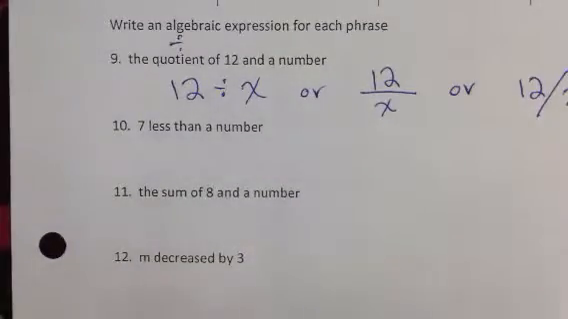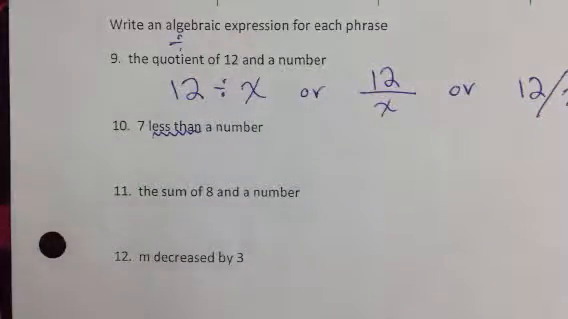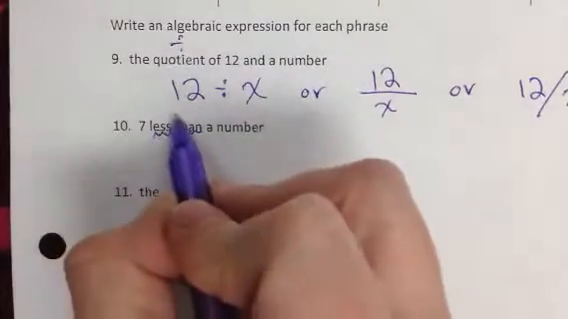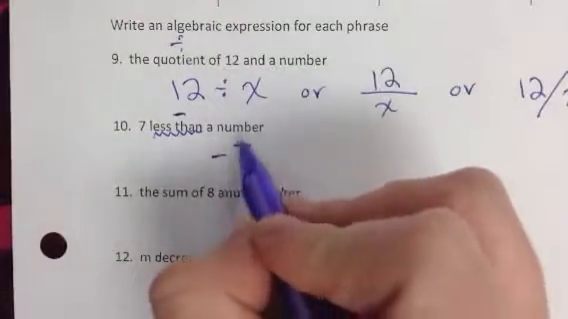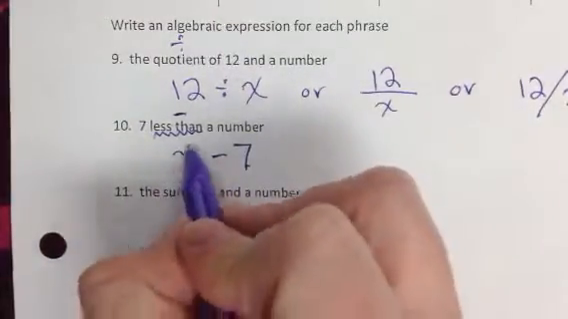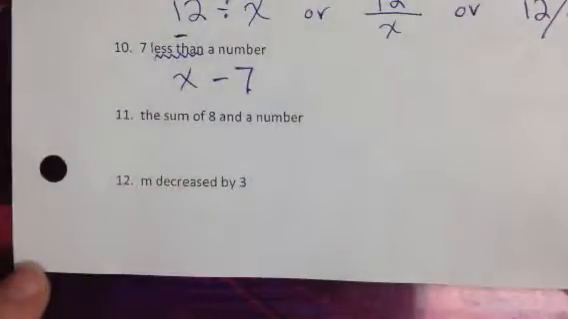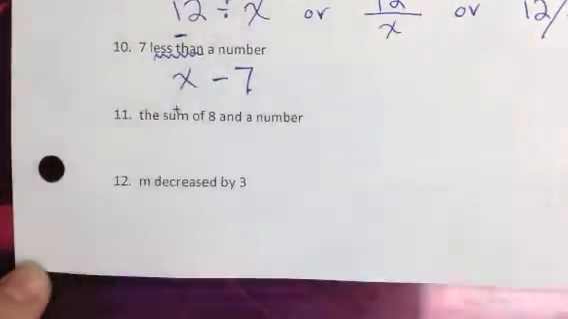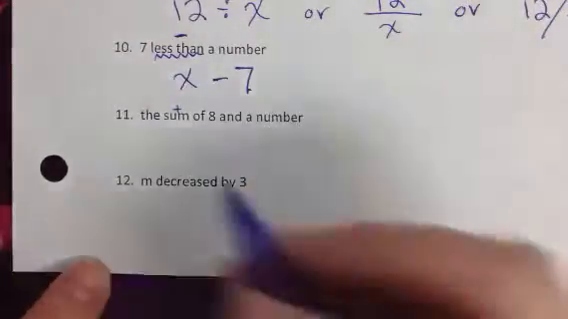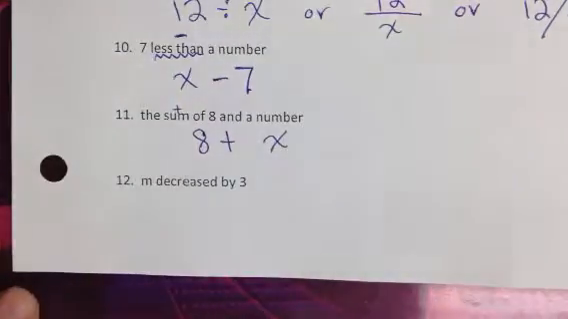Number 10, 7 less than a number. Underline or circle, stand out, highlight that less than is a turnaround phrase. So instead of putting 7 minus a number, I got to turn it around and put 7 at the back. I don't know what this number is, so I have to use a variable like x. Number 11, the sum of a number and 8. Sum is telling me to add 8 and a number. I can go in this order, 8 plus x.